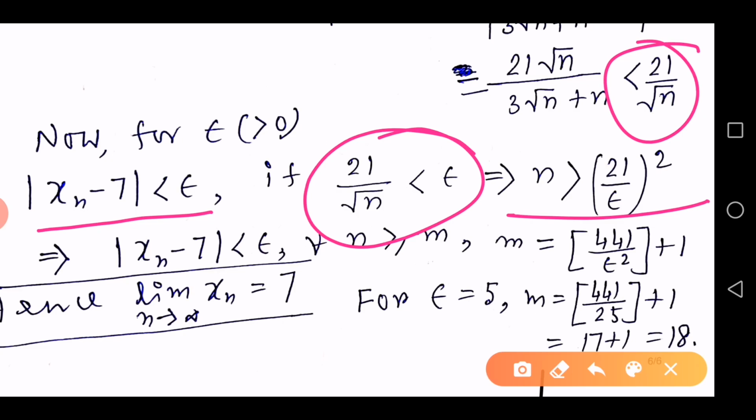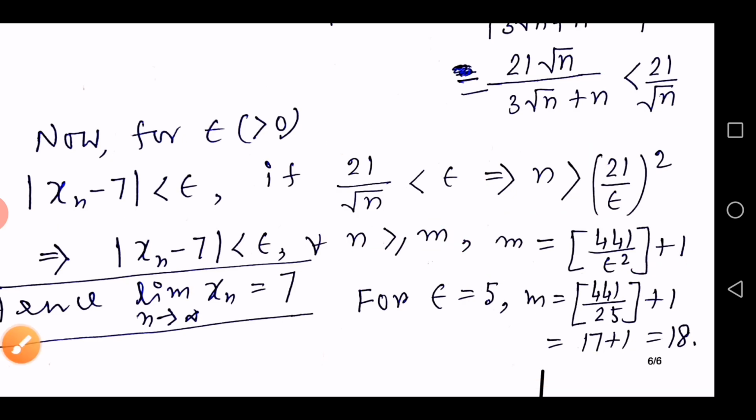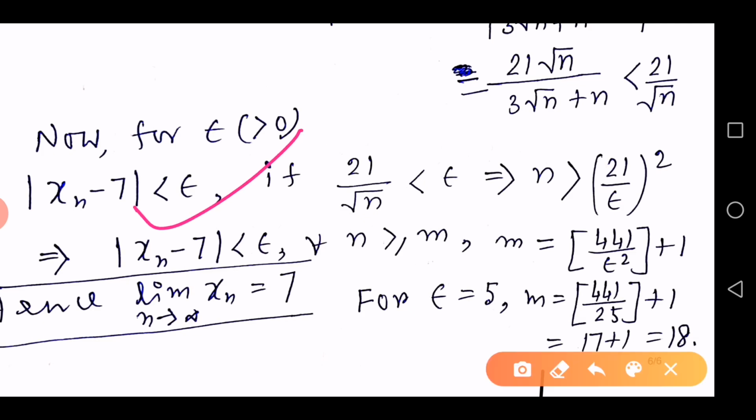So we can say mod of xn minus 7 is less than epsilon for all n greater than or equal to m, where m is a positive integer given by m equal to the greatest integer part of 21 by epsilon square plus 1. So that is 441 by epsilon square plus 1. In this way it is proved that the sequence xn converges to 7, that is, limit xn is equal to 7.